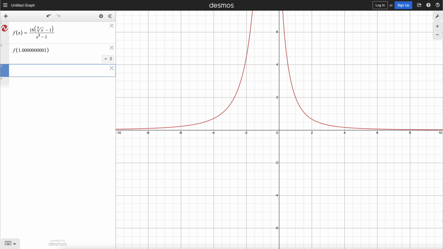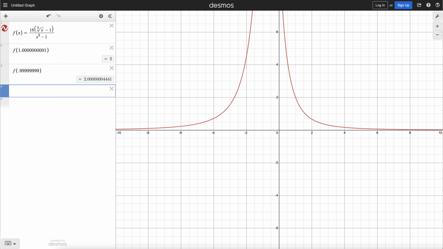It's telling us that it's 2. Even within the accuracy of Desmos, it's telling us 2. Same thing, f of 0.999, just a bunch of 9s. You can see it getting closer and closer to 2. See how that 2 is changing down there? So approaching 1 from both the right and the left give us essentially 2 for f of x.